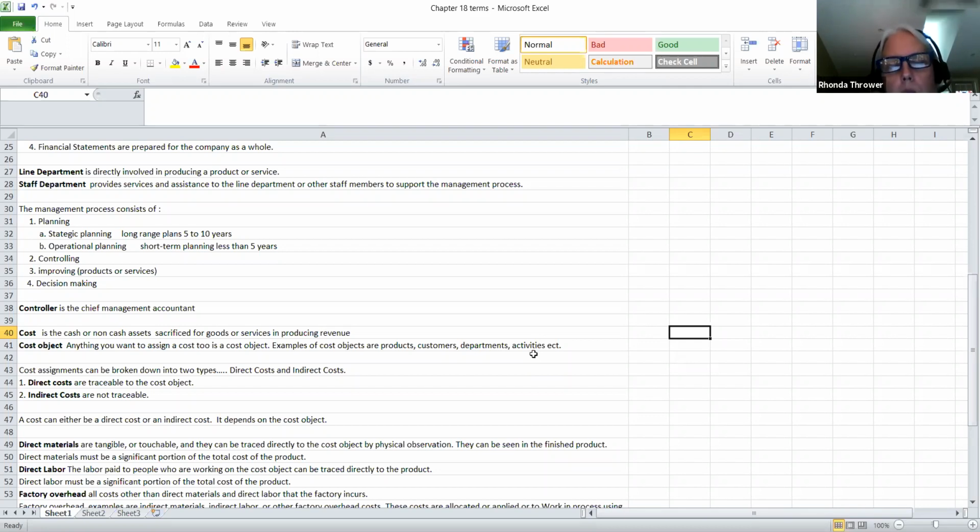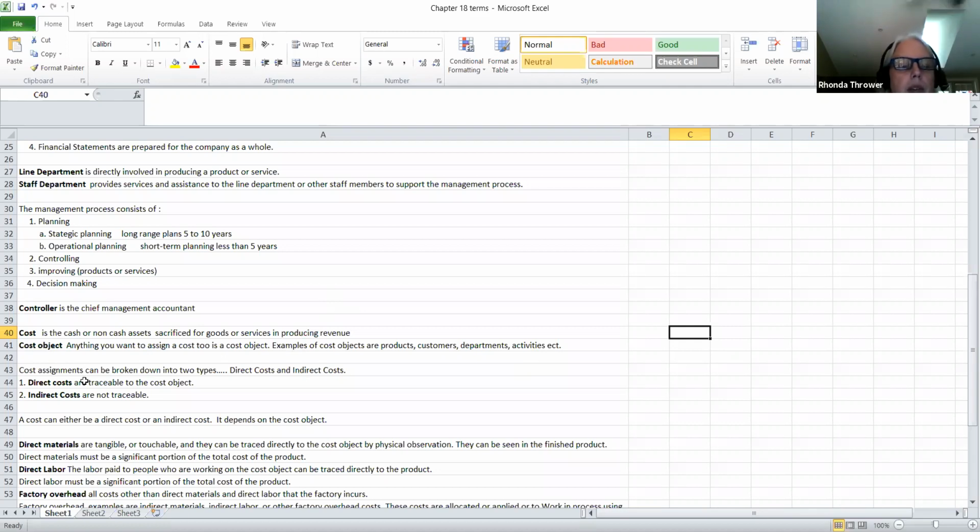In most of the problems that we're going to be doing in this course, we're going to be assigning cost to our products. And so we're going to be talking a whole lot about a manufacturing type of business in this course. And so we're going to be assigning cost to our products, and the product can be a type of cost object.